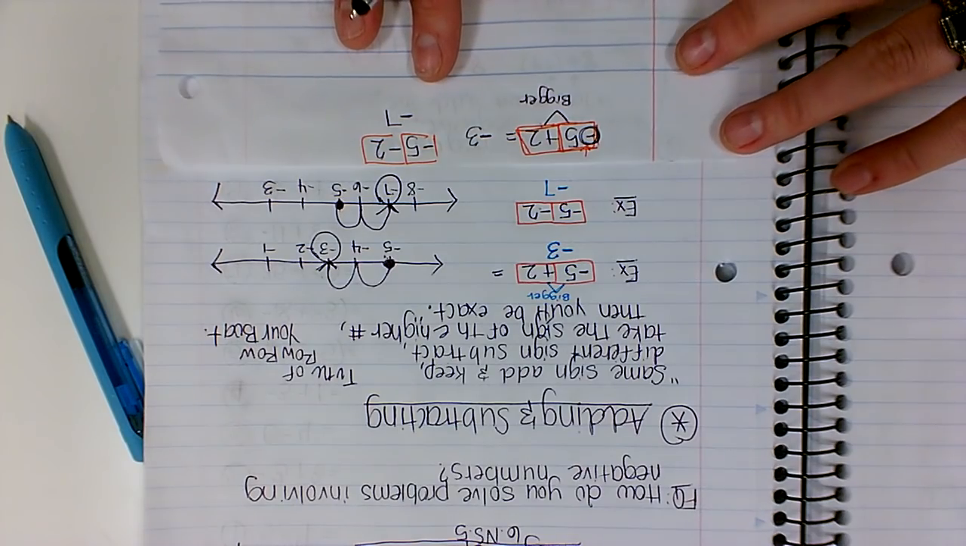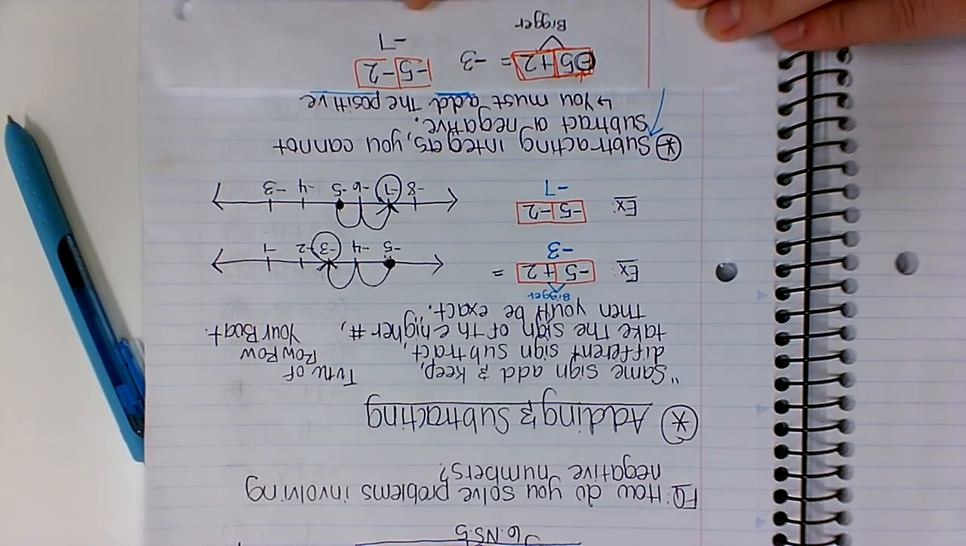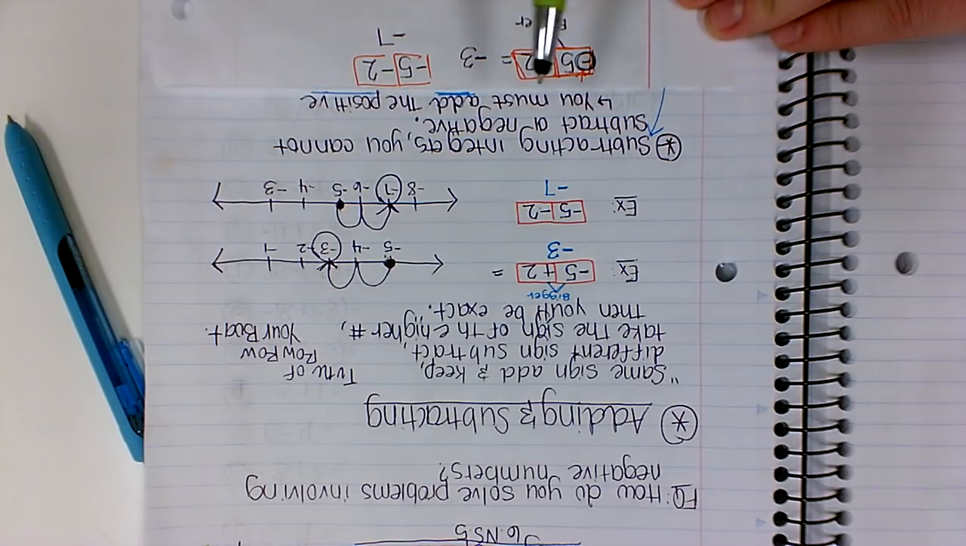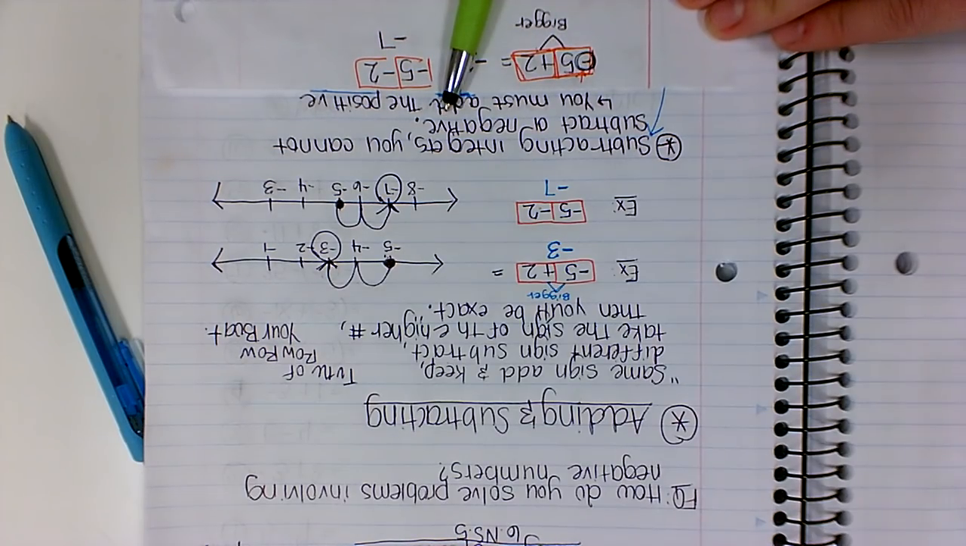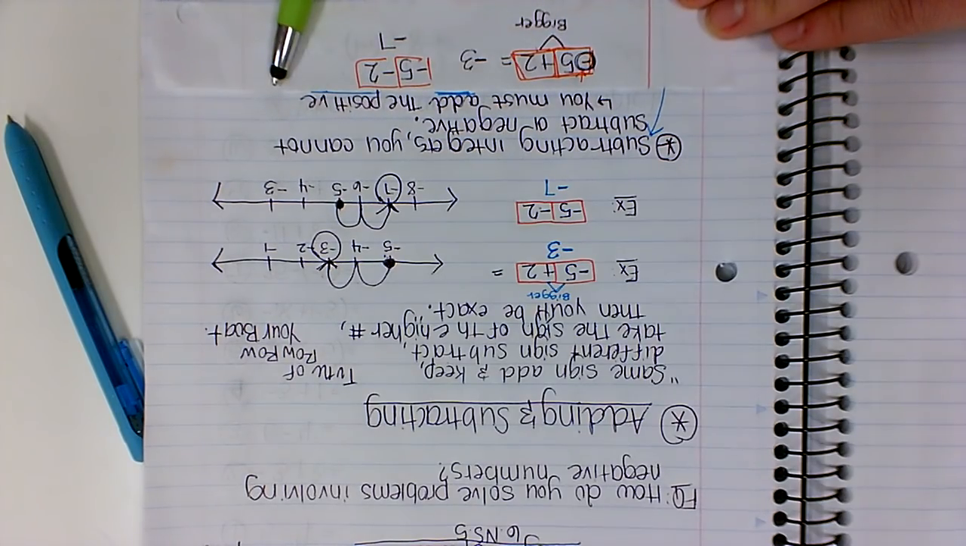Pretty simple. Alright, there is one rule right here that you're going to have to memorize. When you're subtracting integers, you cannot subtract a negative. You must add the positive. Let me read it again. When subtracting integers, you cannot subtract a negative. You must add the positive.